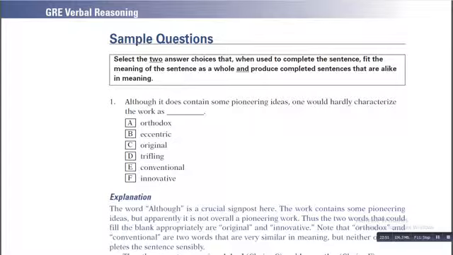So now let's look at the answer. I said something like innovative or something new. Now look at it. Innovative is part of it. See, the correct answer is original.